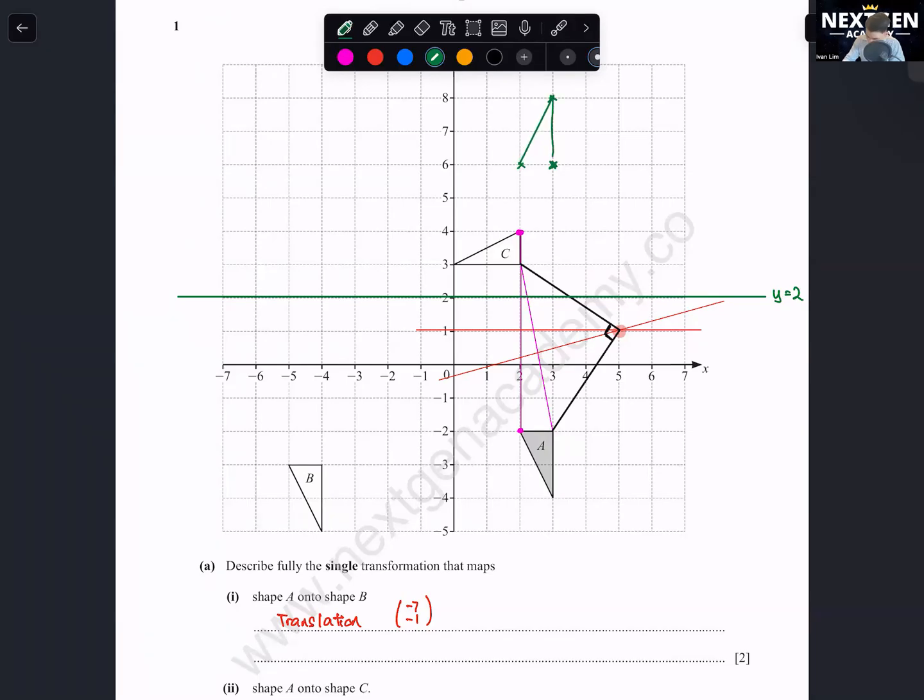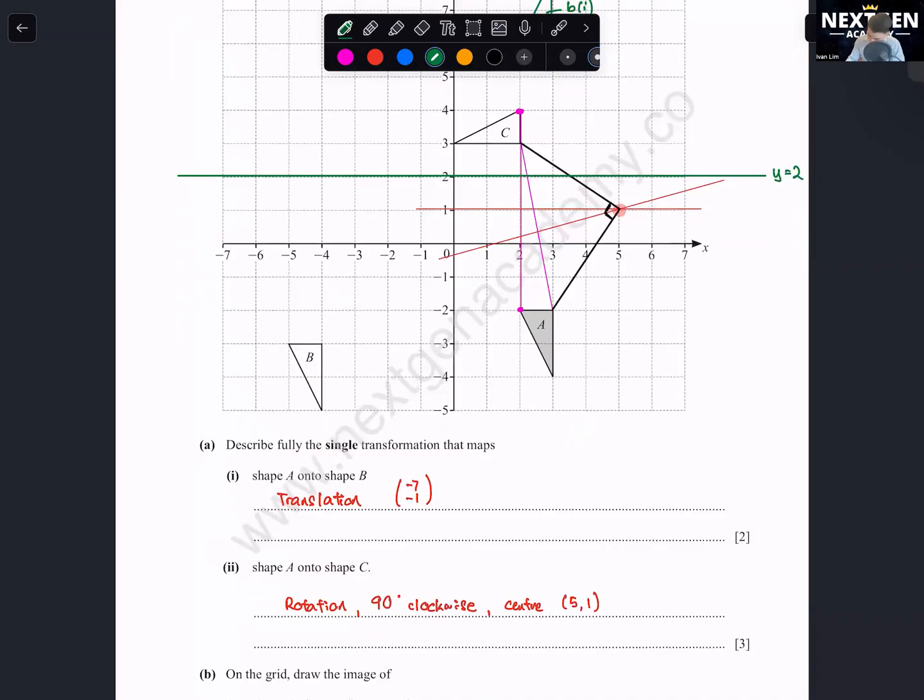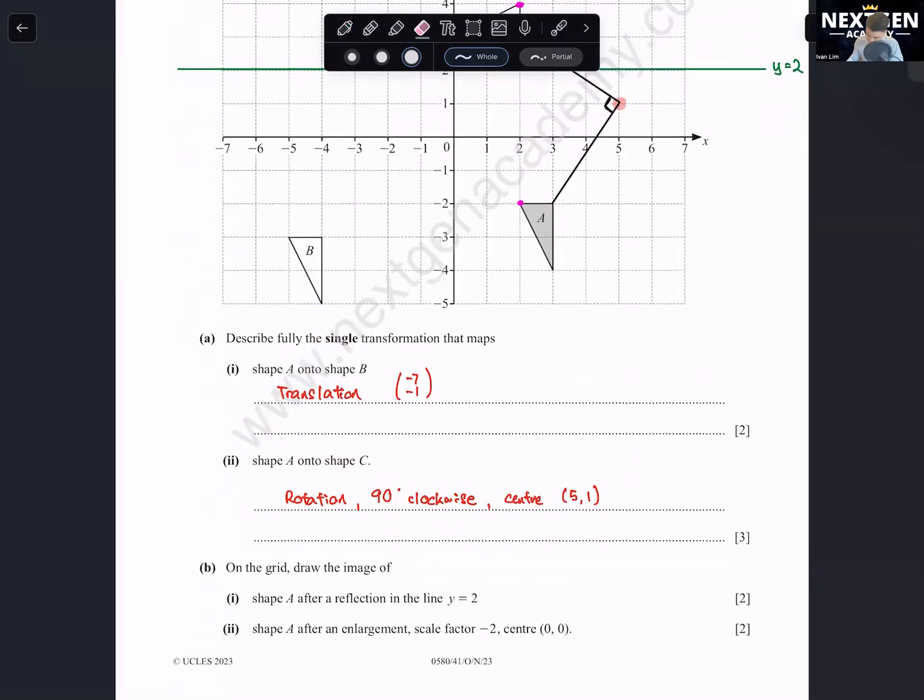And it will be a reflected shape. Okay, this is for B1. Okay, I'll just erase all of these to make it less messy. Okay, question B2. Shape A after an enlargement of scale factor -2 on the center 0, 0.